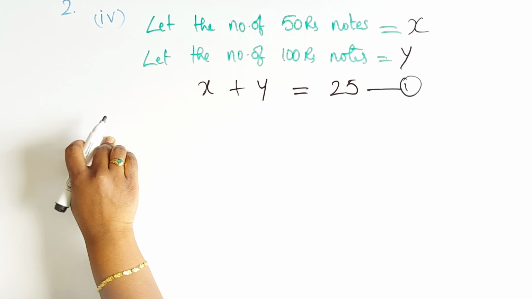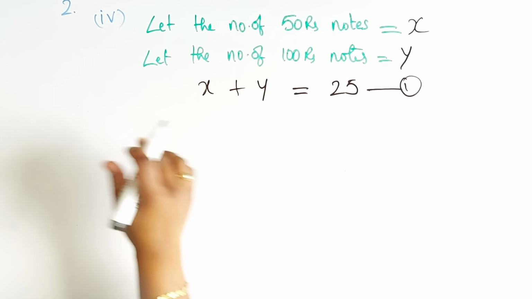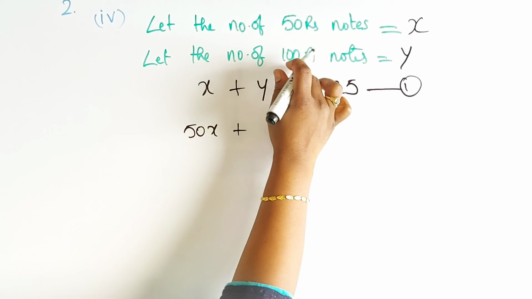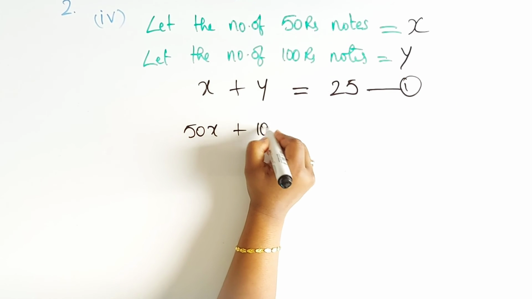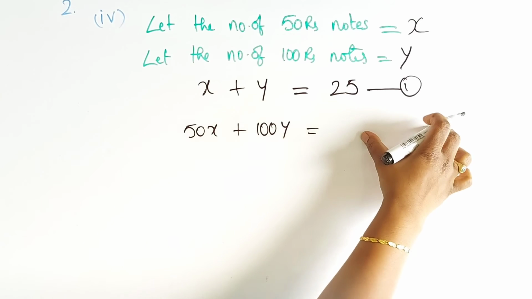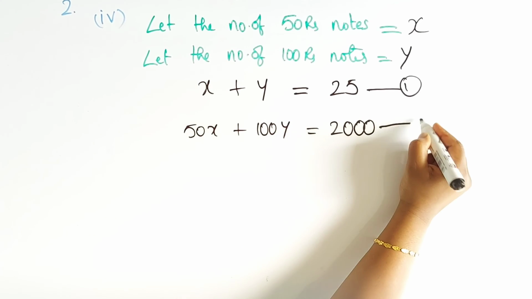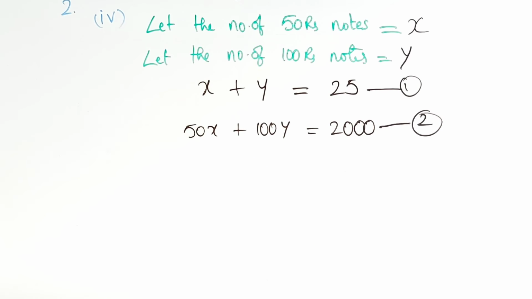She took 50 rupees notes. That means 50 of x plus she took 100 rupees notes, 100 of y. How much she totally withdrew? 2000 rupees. This is the second equation children.